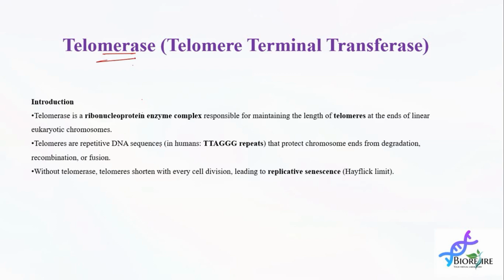Next is the telomerase enzyme. This telomerase enzyme is helpful to terminate the replication process in eukaryotes. Telomerase is a ribonucleoprotein enzyme complex. It is responsible for maintaining the length of telomeres. Telomeres are repeated sequences, like in humans, it is TTAGGG. It helps to protect the chromosome ends from fusion. Telomerase enzyme is the most important protein in the eukaryotic termination process.